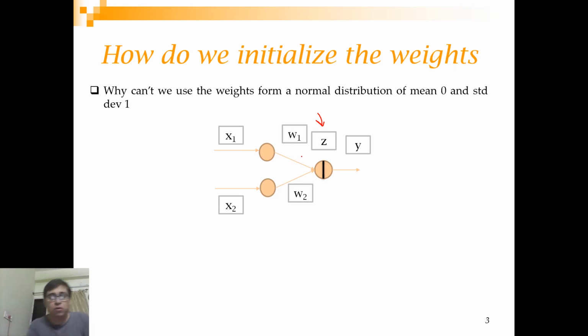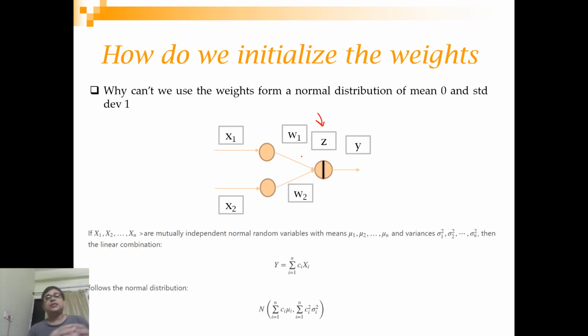And it turns out that if you have such mutually independent normal random variables, let's say 100 of them, w1 to w100, which are different random variables with a mean of 0 and standard deviation of 1, the aggregation of this also follows a normal distribution. The mean will be 0, but the variance is going to be the sum of all the variances, which will be 100.